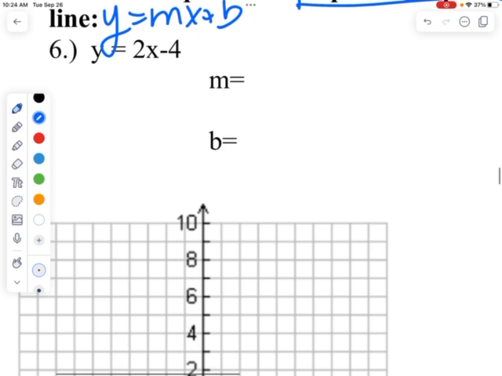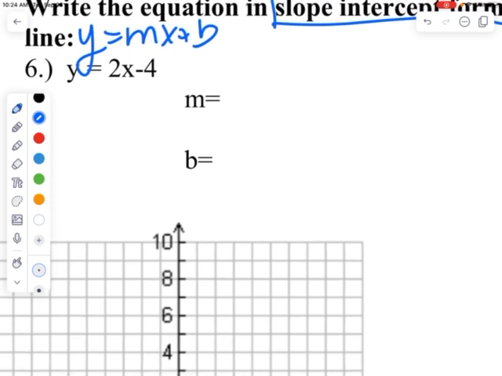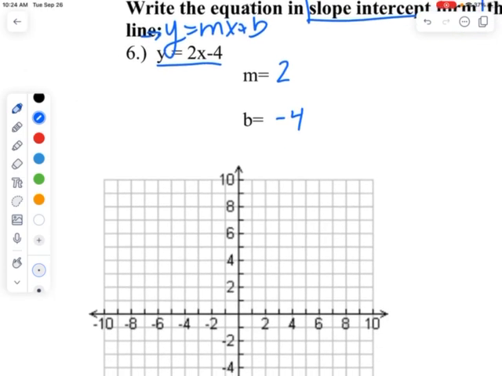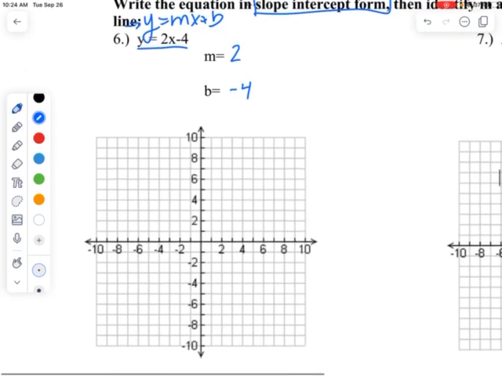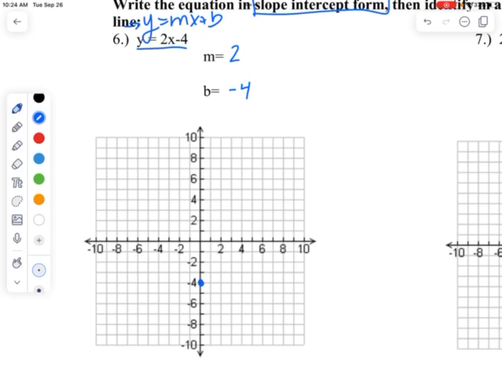And I'm going to look right here. Do I have an m and a b value? Is this equation written in this form? It is. So my slope is 2, and my y-intercept is -4. So I'm going to start off by graphing that specific point, -4, for my y-intercept. And then my slope is 2, which means I'm going to rise 2, run 1.